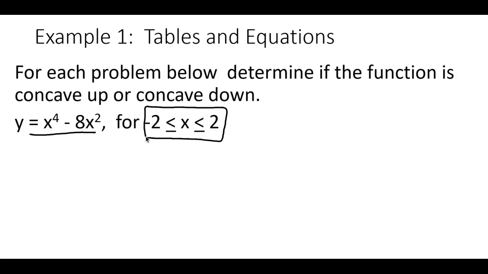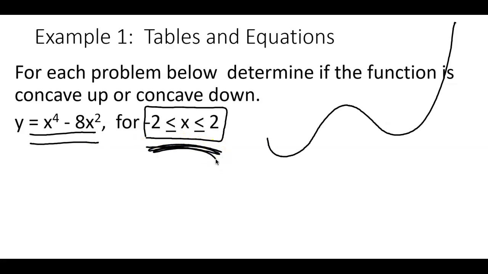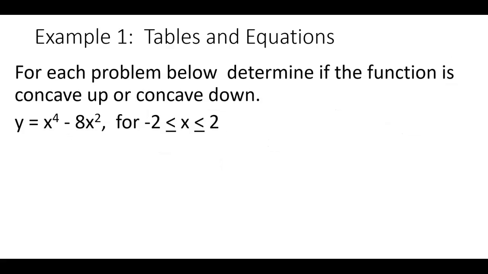They could be a lot of things. Like, you could have functions that look like this. So it's got different concavity in different places. So I'm asking you, what's the concavity of this function on this interval? Only from x equals -2 to x equals +2. Okay? So how do we do that?